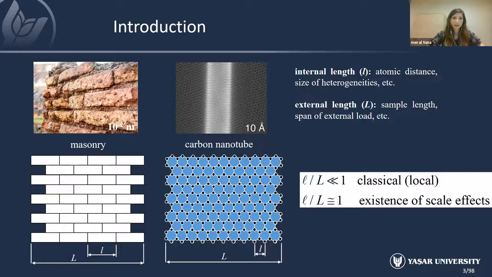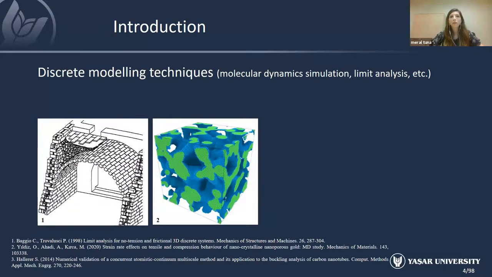So in both cases, and cases like this with comparable internal and external lengths, the classical theory of elasticity cannot correctly cover the response of these structures. So we need to use, or let's say utilize, different approaches. The most accurate yet computationally expensive one is direct discrete modeling techniques, which include molecular dynamics simulations, limit analysis, dislocation analysis, and so on.